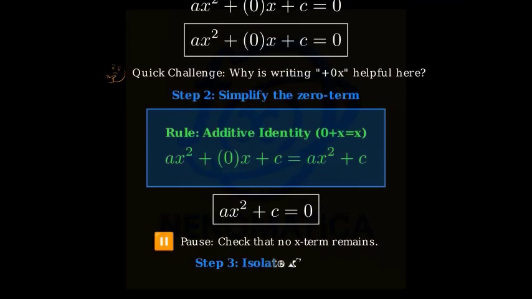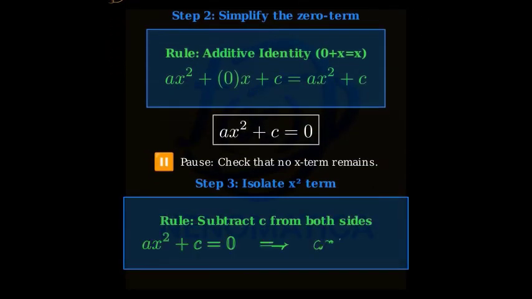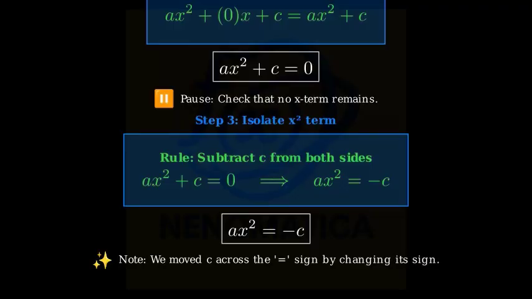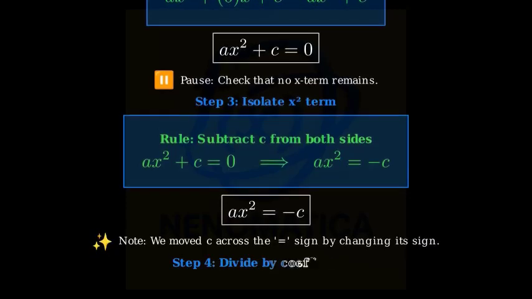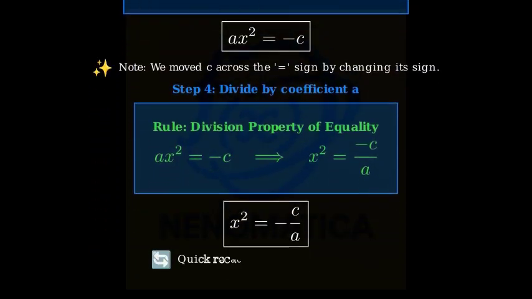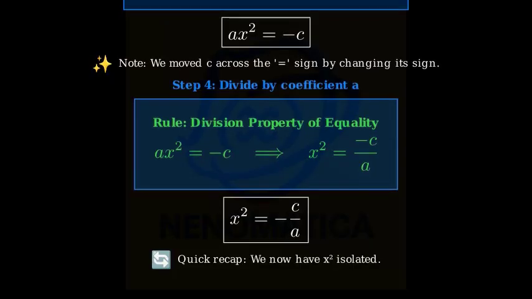Step 3. Now we need to isolate the x squared term. To do this, we'll subtract c from both sides of the equation. This gives us ax squared equals negative c. Step 4. Now we need to isolate x squared. We do this by dividing both sides of the equation by a. This gives us x squared equals negative c divided by a.